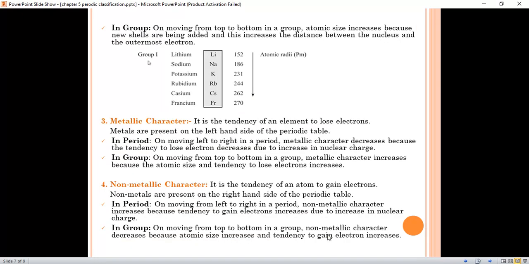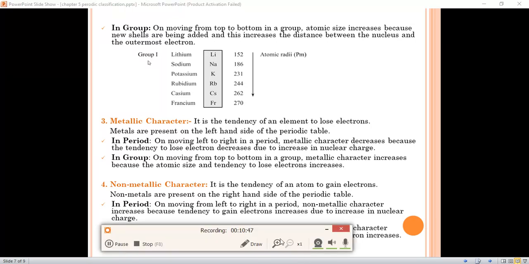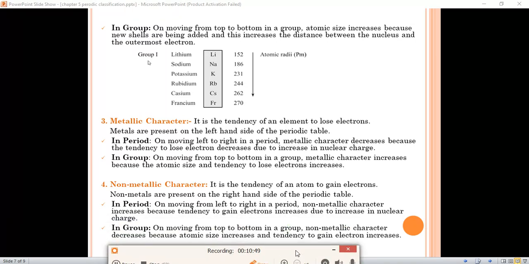Now we'll read about the trend of atomic size in a group. In a group, when we move from top to bottom, what happens? The atomic size increases. Why does the atomic size increase? Because the number of shells increases. One shell is added for every element. Because new shells are being added, this increases the distance between the nucleus and the outermost electron. So you have to remember, on moving from top to bottom in a group, atomic size increases because new shells are added for every element.